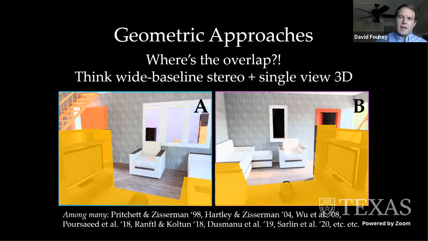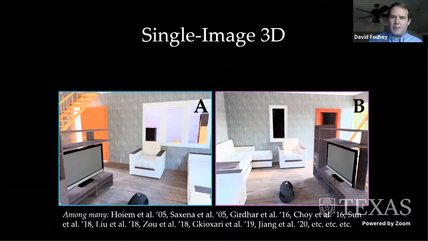And so to solve this problem, we need some combination of wide baseline stereo plus some sort of single view 3D. Now, you could imagine you could solve this. Okay, fine, I just have 2 images. I can solve this very easily with single image 3D.